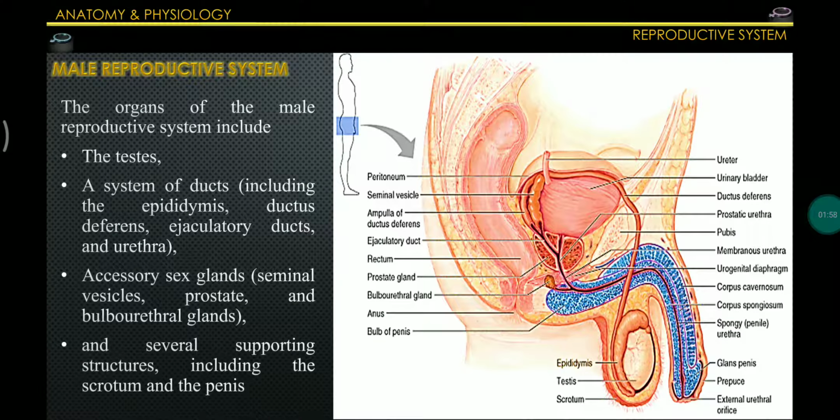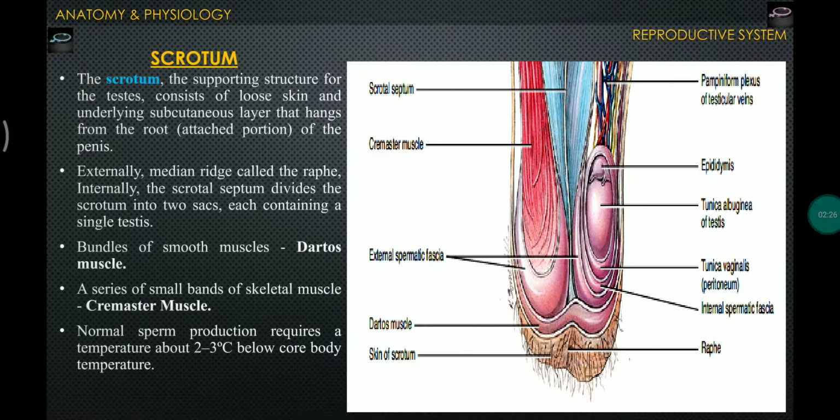Coming to the male reproductive system, the organs include the gonads, which are nothing but testes, and a system of ducts which includes the epididymis, ductus deferens, ejaculatory ducts, and urethra. Accessory glands include the seminal vesicles, prostate gland, and bulbourethral glands. Also there are several supporting structures, which include the scrotum and the penis.